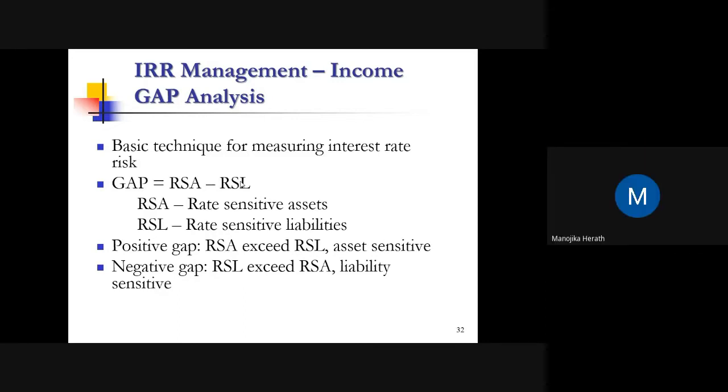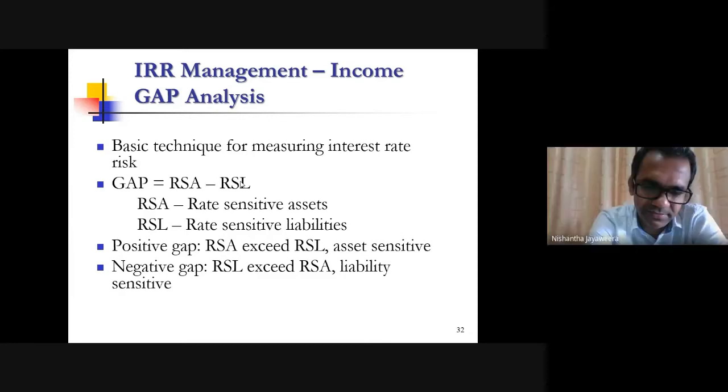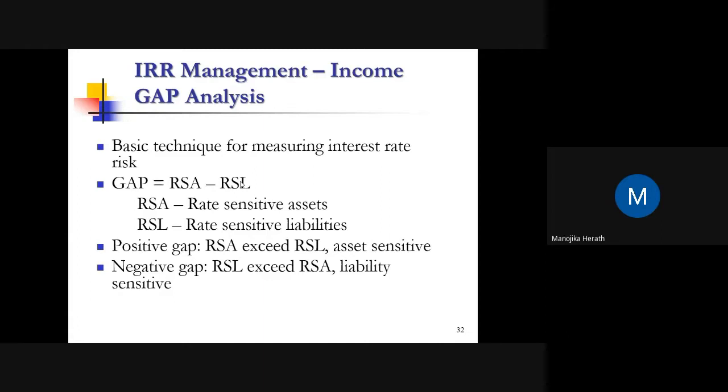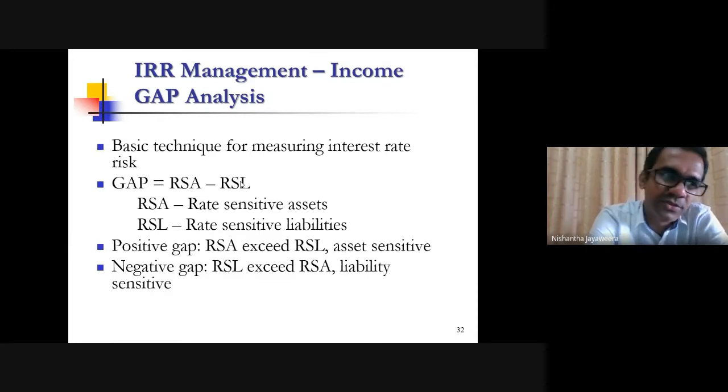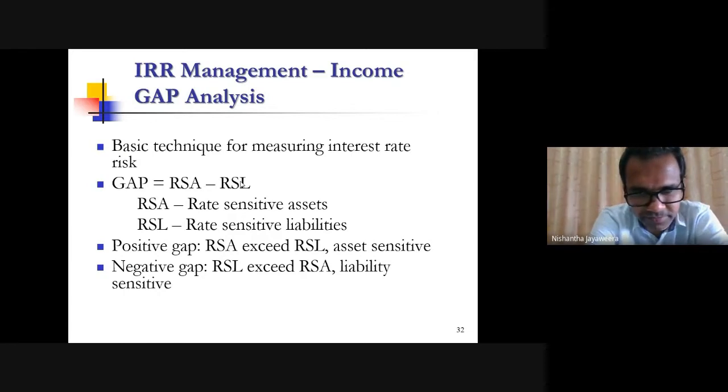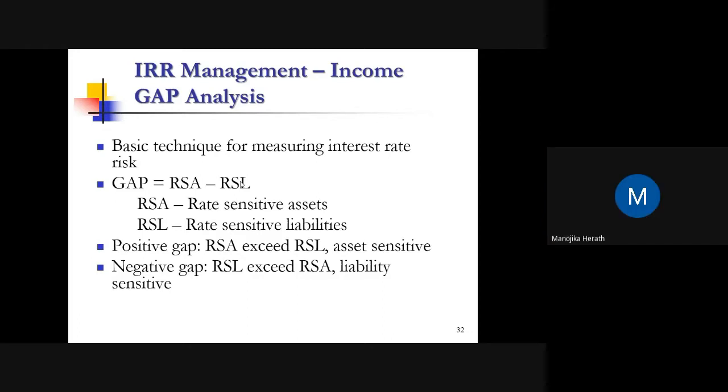Because when we have rate sensitive assets, our interest income goes up. When interest rate increases, we have a positive impact on the profit. My question is, how could that happen? When you have a positive gap and the interest rate increases, you say you will get more interest income. How? Because when the gap is positive, that means our interest income is higher than the interest expenses.